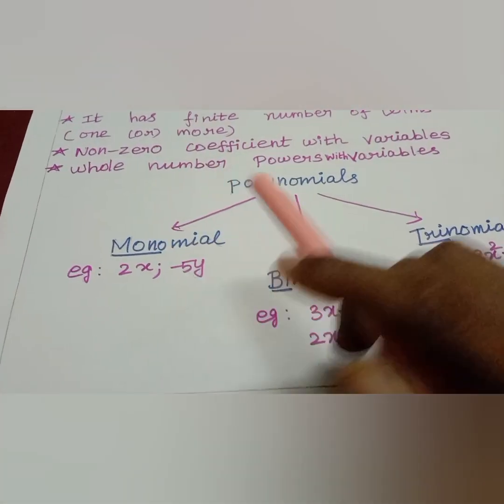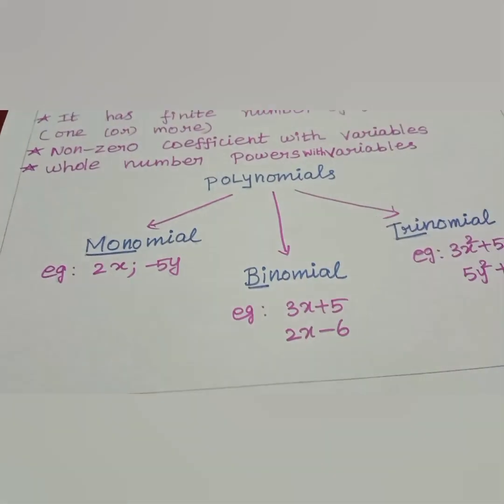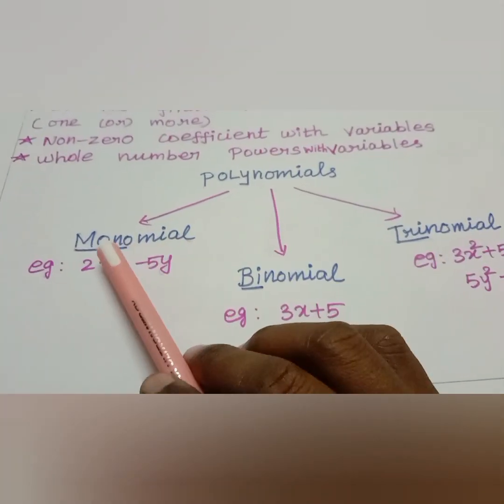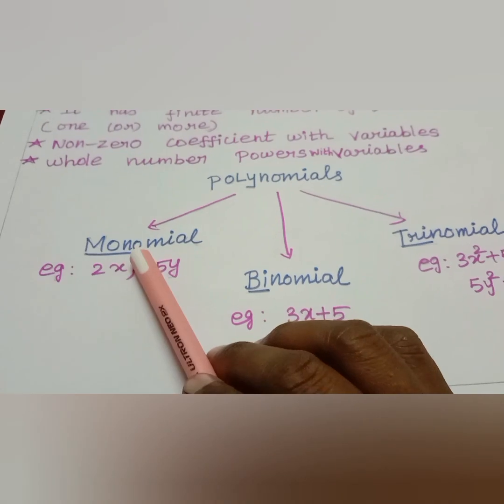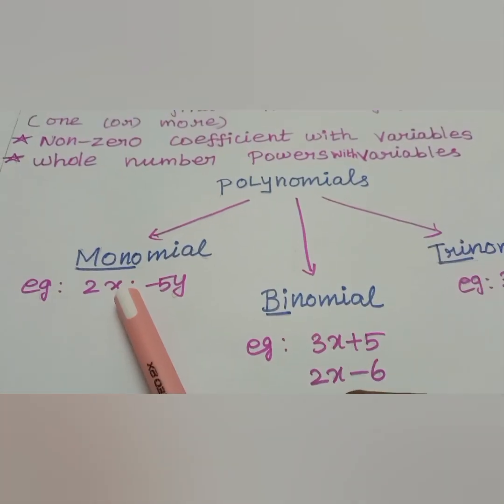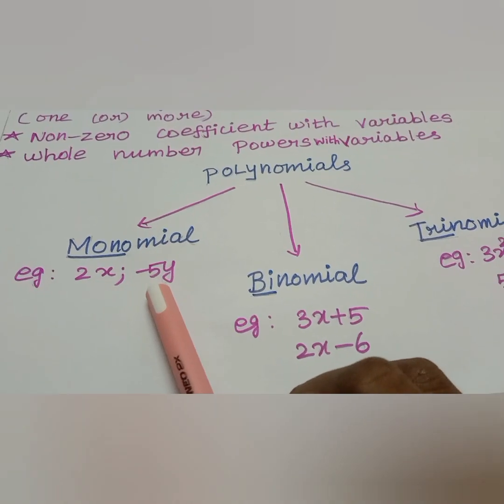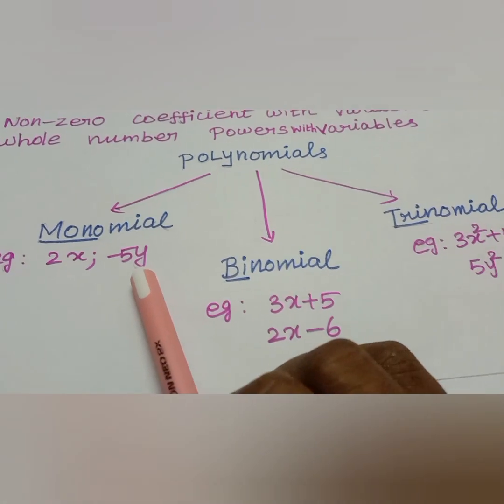The next one, types of polynomials. We have three types of polynomials. The first one, monomial. In the word monomial, mono means only one. So here 2x is a monomial, only one term. Minus 5y, only one term, so that is called a monomial.